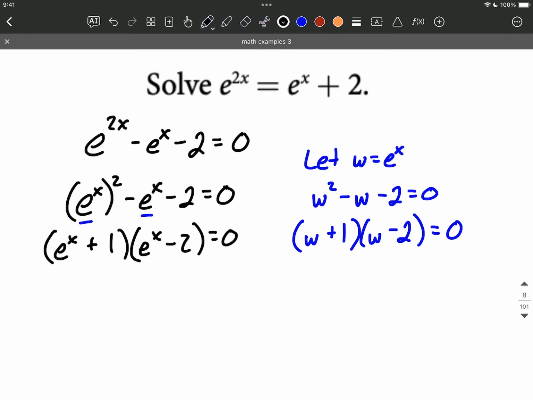All right. You could do this work and then eventually at the end replace back in for e to the x. In truth, you don't have to use the w's. I just like doing it because I think it's a little easier to see.